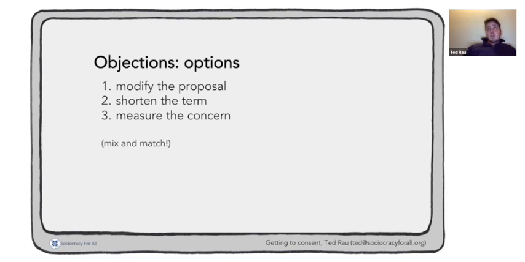Some of them turned out to not be a problem at all, and then we just looked at the proposal and consented again. No big deal. So shortening the term buys you time and buys you forward motion with hardly any cost. And I think it's highly, highly underused. So shortening the term is my favorite by far.